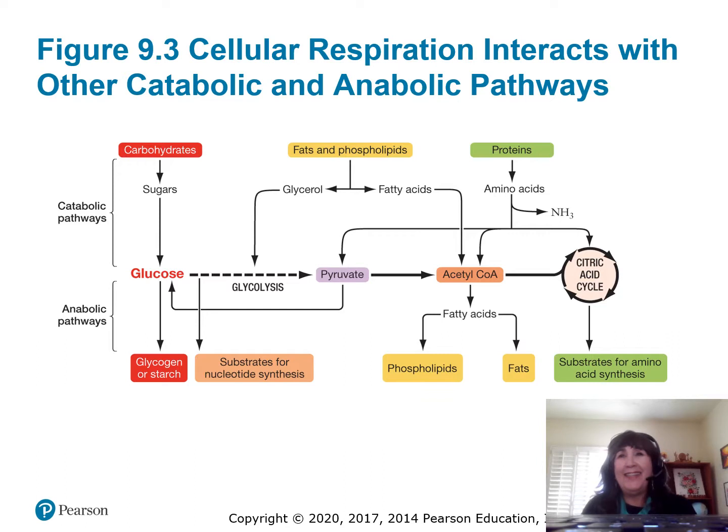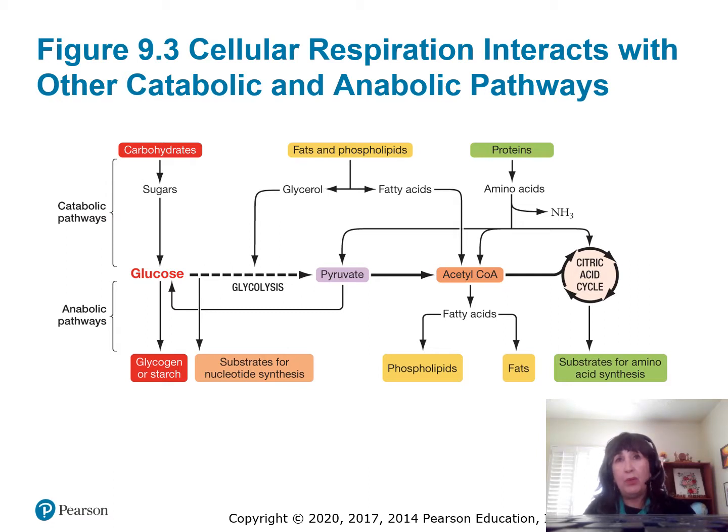So this is the figure that I wanted you to see, figure 9.3. If you look at the very middle of the figure, you see glycolysis, pyruvate processing, and the citric acid cycle. In other words, steps 1, 2, and 3. But if you look above, you can see that we typically start off with glucose or sugars for cellular respiration, but you can start off with fats or you can start off with proteins. So it doesn't really matter. We're starting off with carbohydrates.